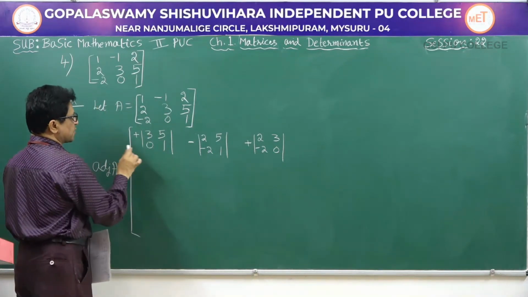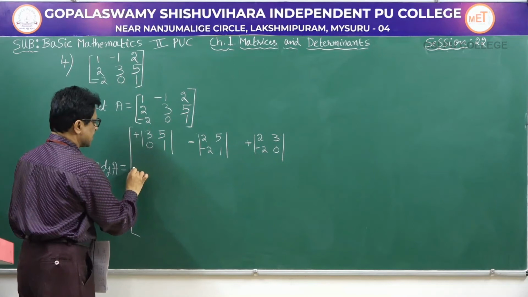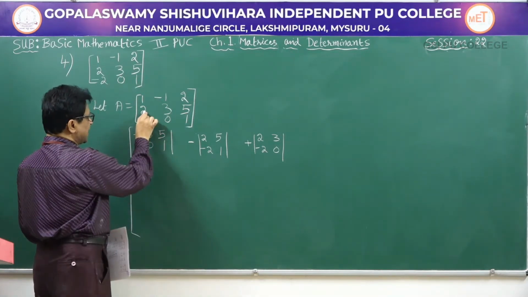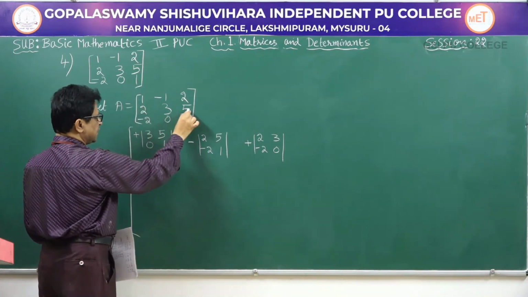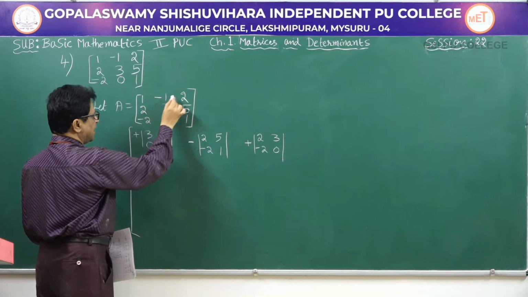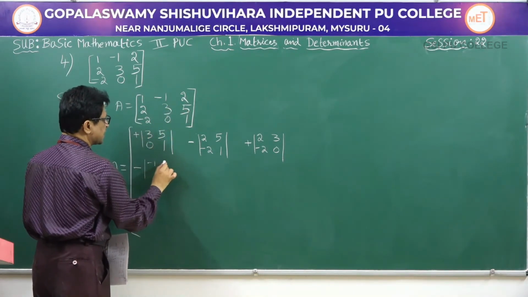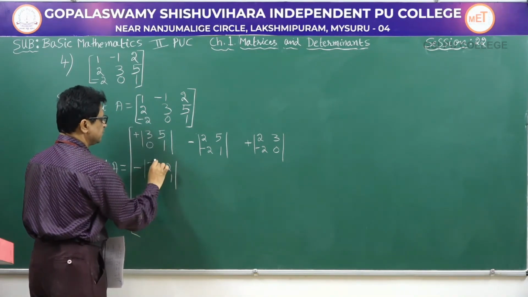We pass on to the next row. We shall find the cofactor of 2. First we shall write the sign minus. So 2 lies in the second row, first column. We eliminate the second row and first column and take the determinant of the remaining elements. That is determinant of -1, 2, 0, 1.